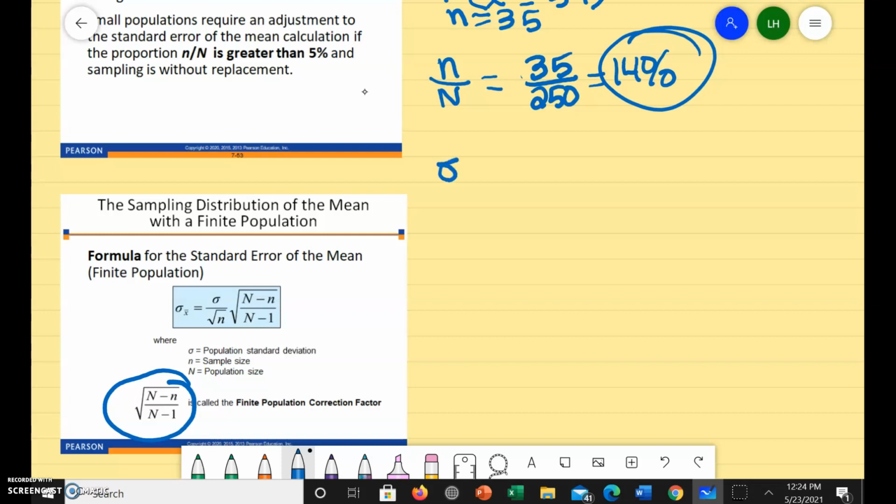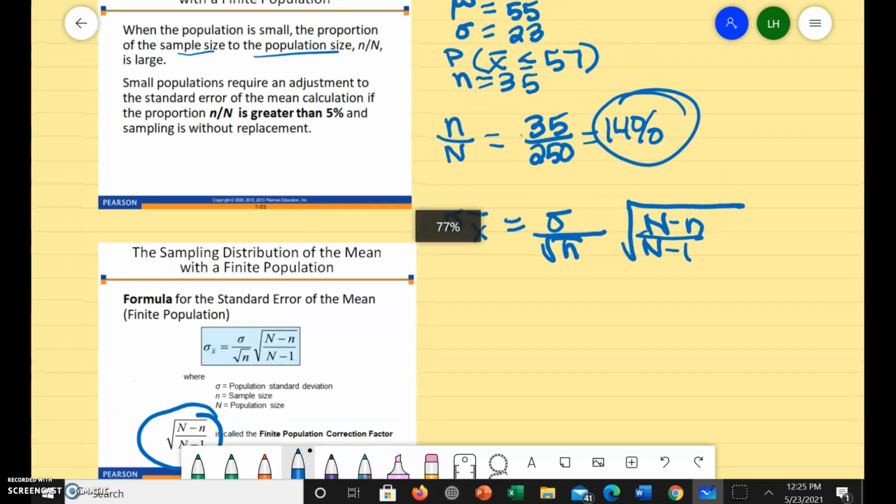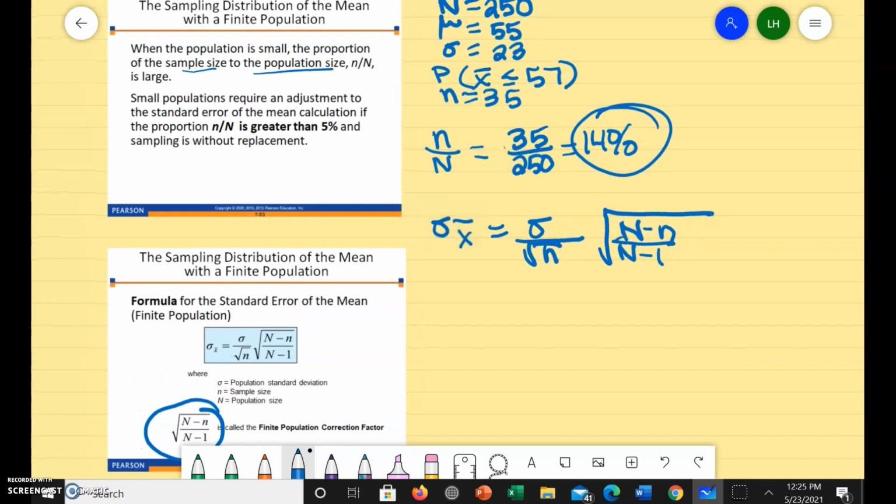So you're going to do your standard error of the mean, which is the standard deviation over the square root of n, but you're going to add this extra piece that is known as the finite population correction factor. So it's adjusting for this small population. So we're going to plug in everything here. First you have to test it, and then if it's greater than 5%, you have to add this piece to it.